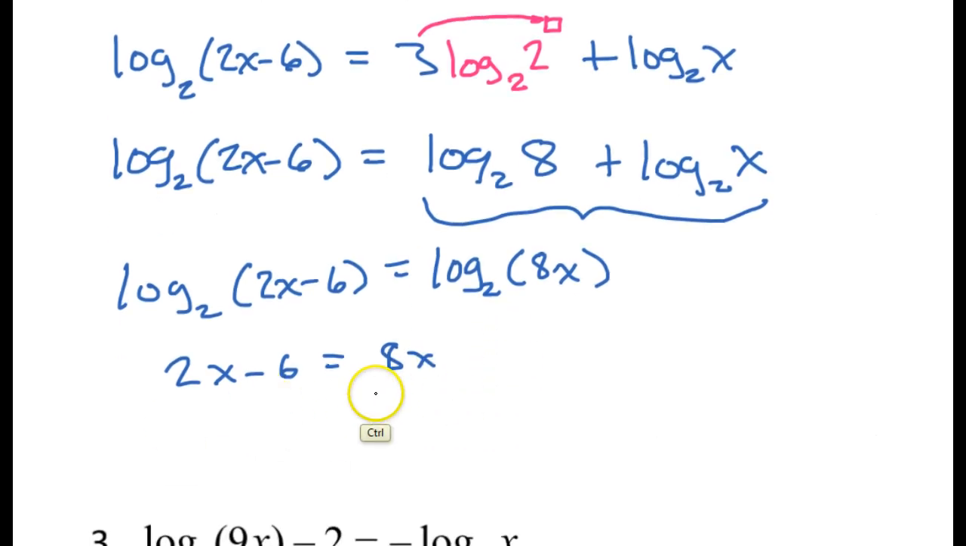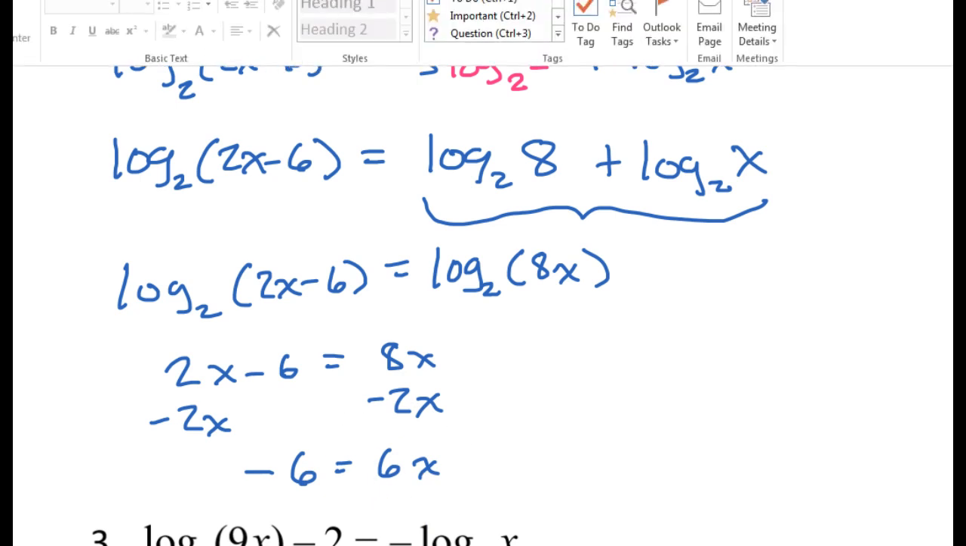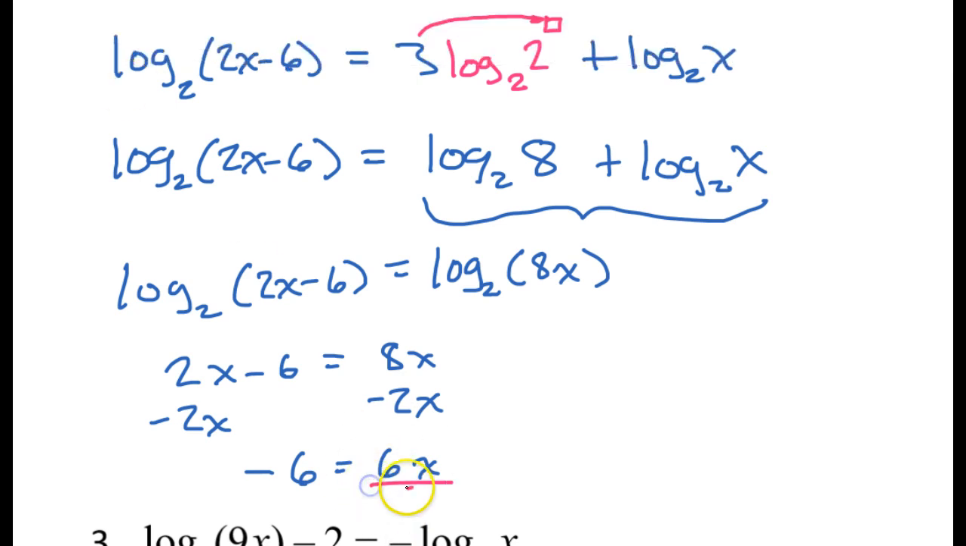So now it's just a matter of solving Algebra 1 style. To avoid getting 0 over here, which confuses students often, I will subtract 2x from both sides. So that will give me negative 6 is equal to 6x. Okay, then when I divide both sides by 6, it's easy to see that I'm going to get x equals negative 1. And that is the final answer.